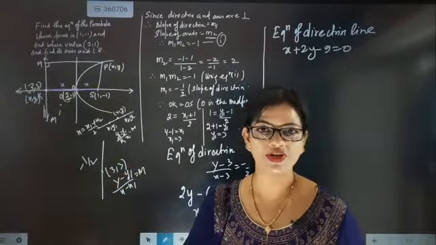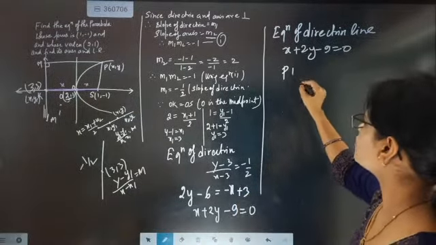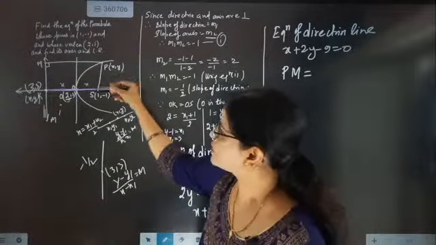Now we have to get the equation of the parabola. For the equation of the parabola, we now use the general statement PS will be equal to PM.